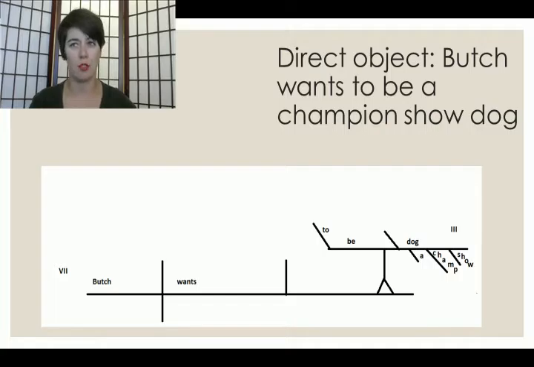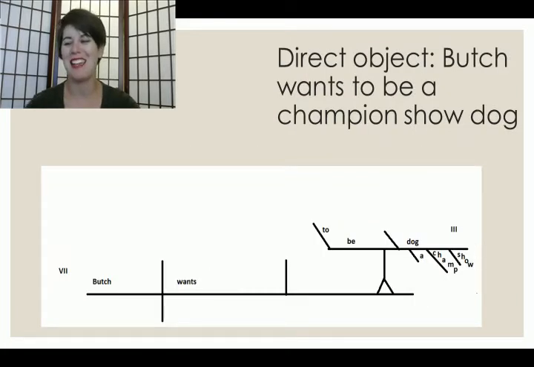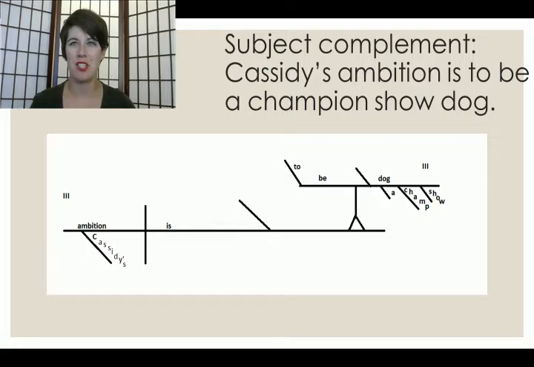Butch wants to be a champion show dog. Notice again that our it or something trick works really well. Butch wants something. Or in the previous example, something is very difficult. We could have a subject complement, infinitive. Cassidy's ambition is something, is to be a champion show dog. So ambition and to be a champion show dog are the same, right? Subject complement. And we could even have the appositive.